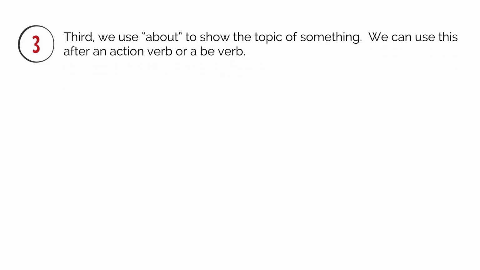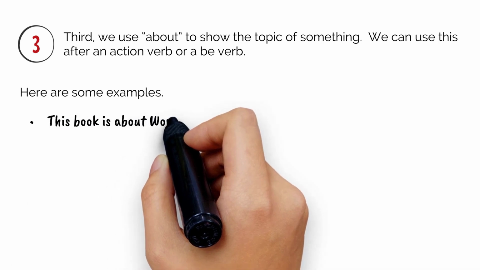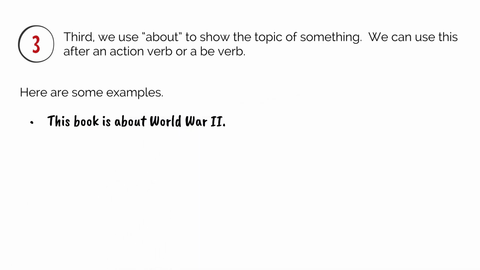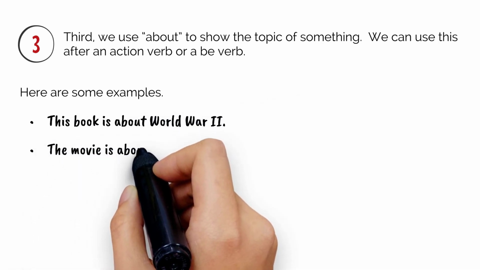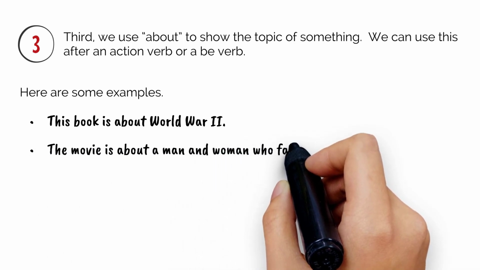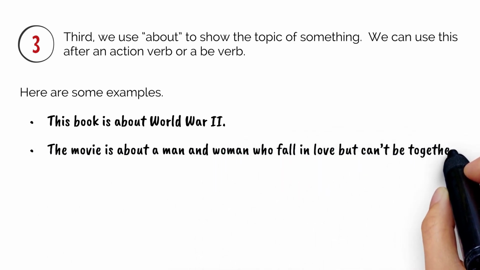Third, we use about to show the topic of something. We can use this after an action verb or a be verb. For example, this book is about World War II. The movie is about a man and a woman who fall in love but can't be together.